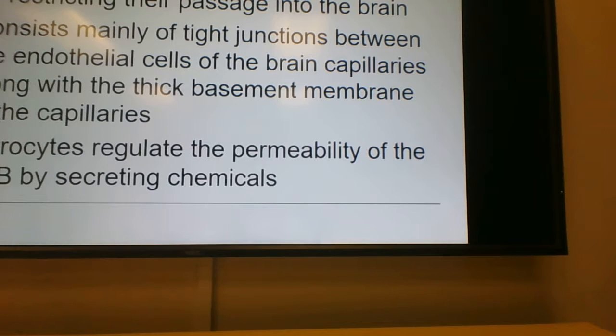Okay. So basically, a blood-brain barrier is a barrier that consists of neuroglia cells, which are astrocytes, and also brain capillaries.